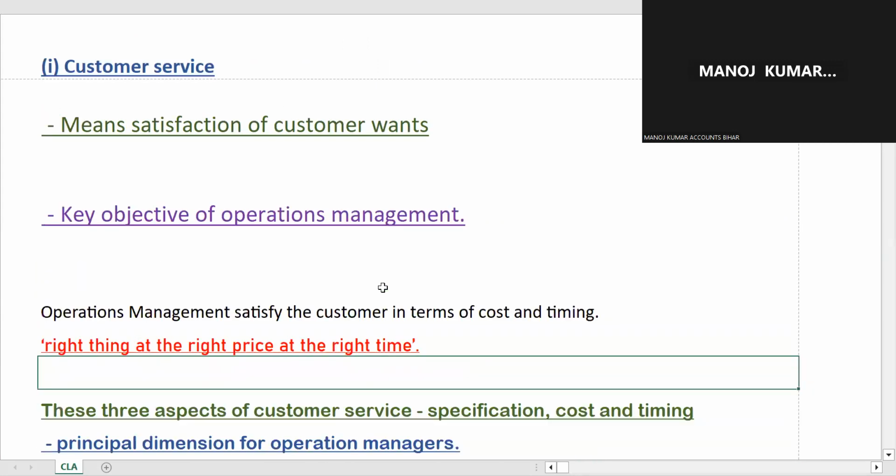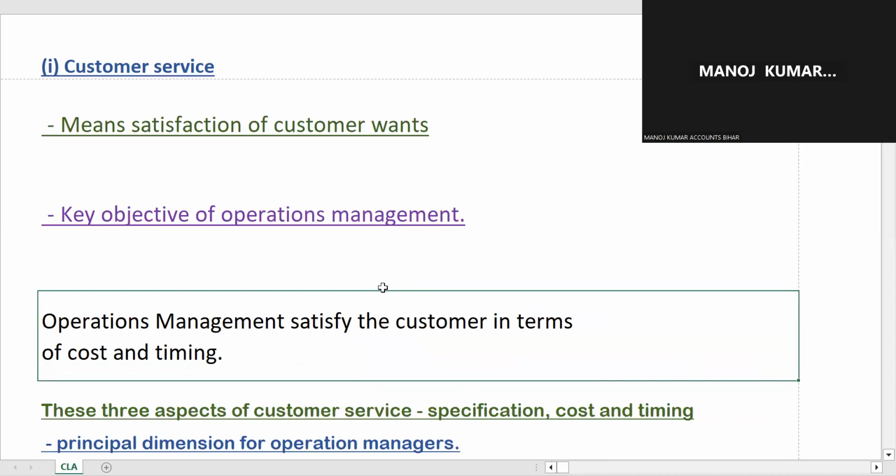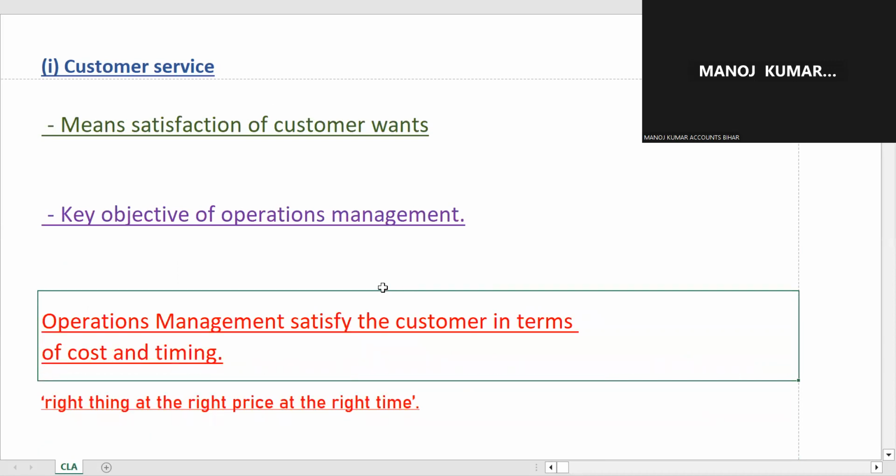So what does operations management have to do? Satisfy the customer in terms of cost and timing. Actually, operations management satisfies the customer in terms of cost and timing. So basically, this is from the customer's point of view. In customer service, a customer expects a product at a particular cost and at some timing.